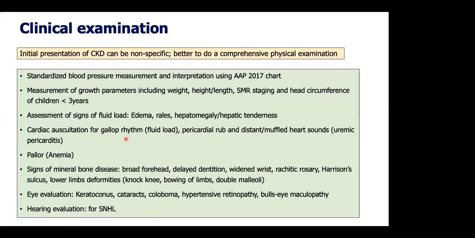So at particular stages where they would mostly require renal replacement therapy, they could present with signs of fluid overload. And you should look for pallor and signs of mineral bone disease, including the rachitic signs, which are mentioned over here. And eye evaluation to look for etiologies like keratoconus, cataracts, coloboma, either in the lens or in the fundus. And bullseye maculopathy and hypertensive retinopathy, because secondary to hypertension caused by chronic kidney disease, you should also evaluate for hearing, where SNHL, that is sensorineural hearing loss, could be seen in a certain number of CKD.